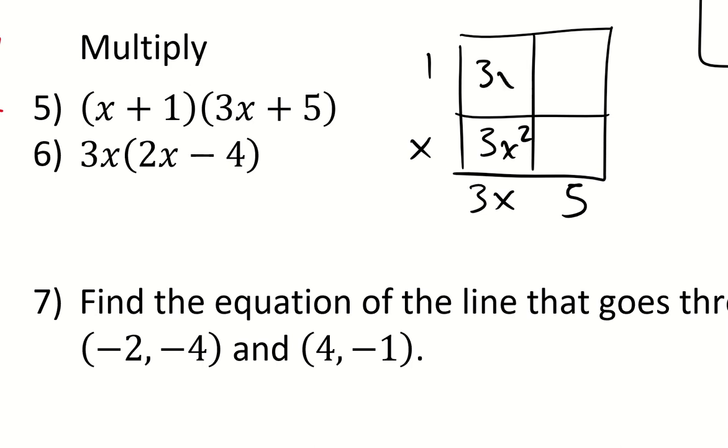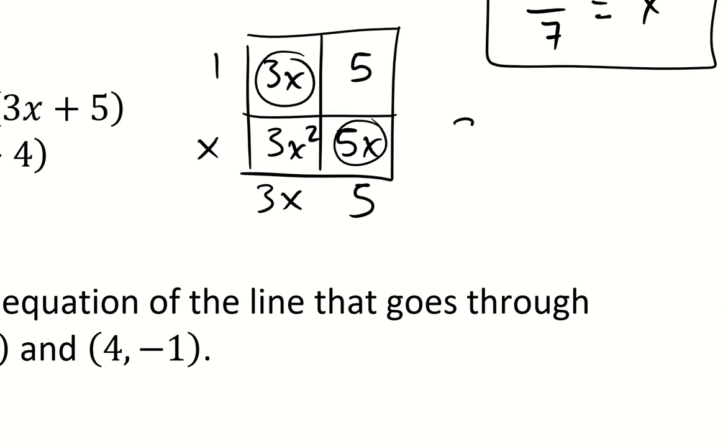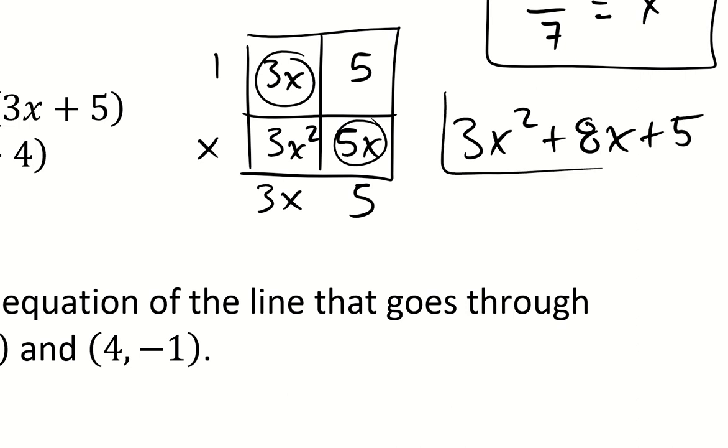This box becomes 3x. Up here I get 1 times 5 is 5, and then finally x times 5 would be 5x. There are 2 like terms, and I can combine them. So when I write this product out, I do get 3x squared plus 8x and then plus 5. So this is the product of those binomials.